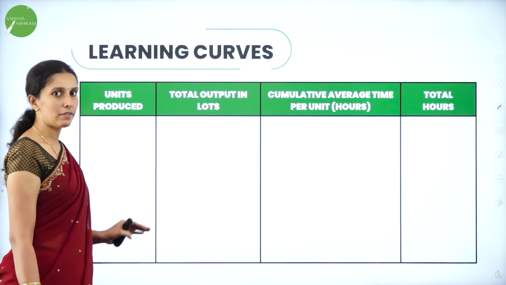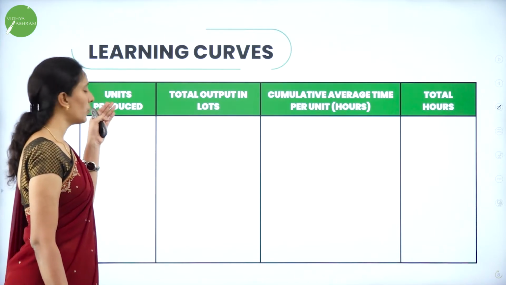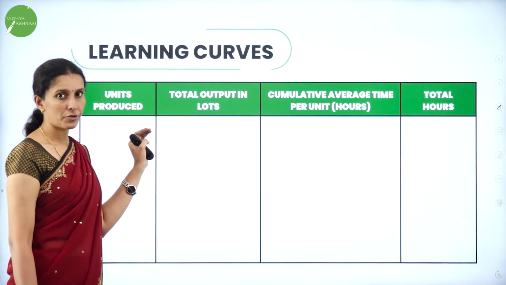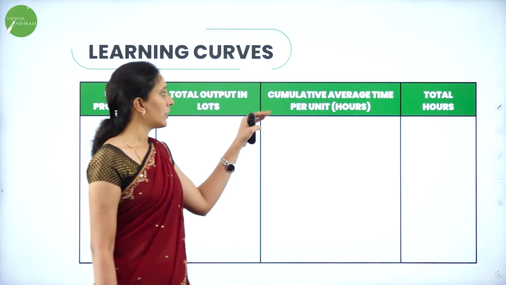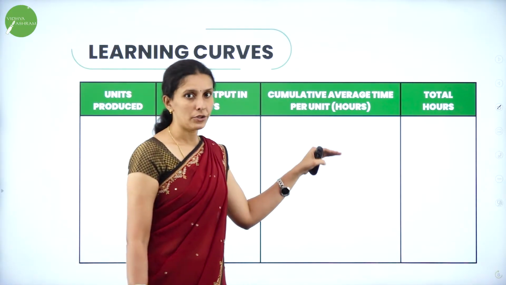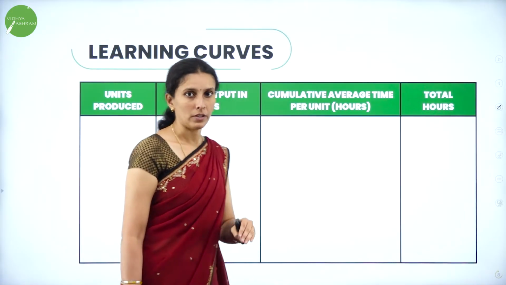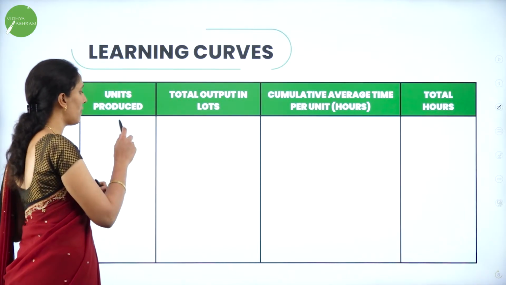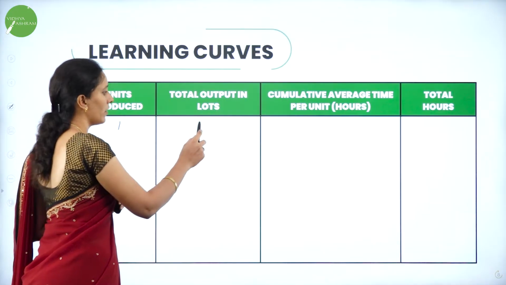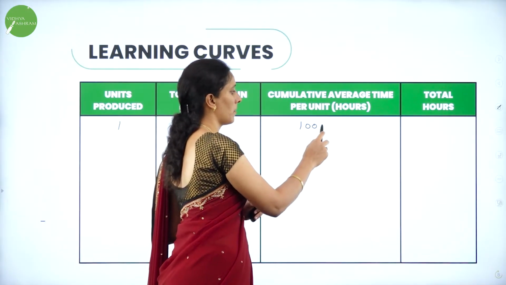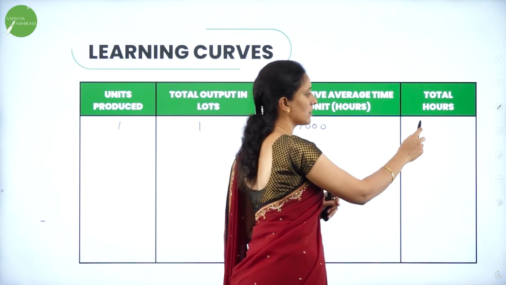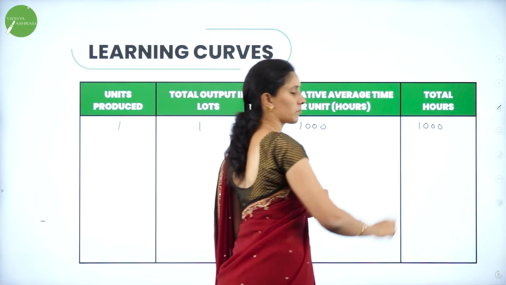Now here we have the columns. We have to take here units produced or lots produced you can take. Here total output in lots and cumulative average time per unit, and that is the total hour. Here to produce the first lot, so the total will be 1. They will take 1000 hours. So therefore here total hours is also 1000.